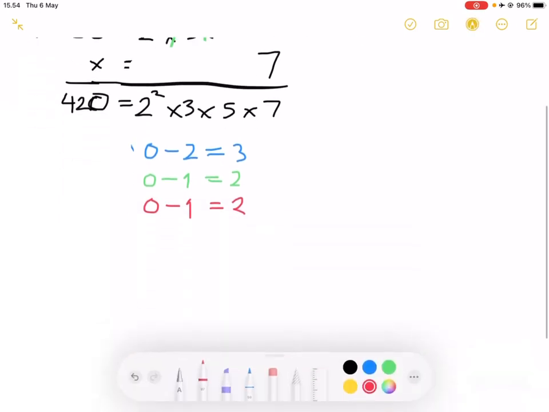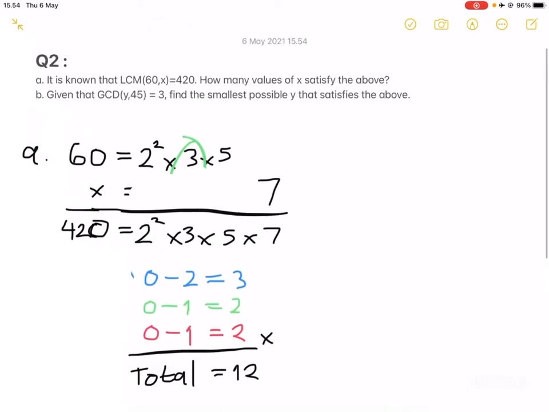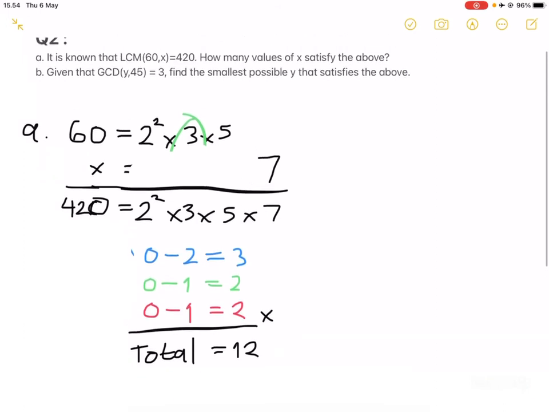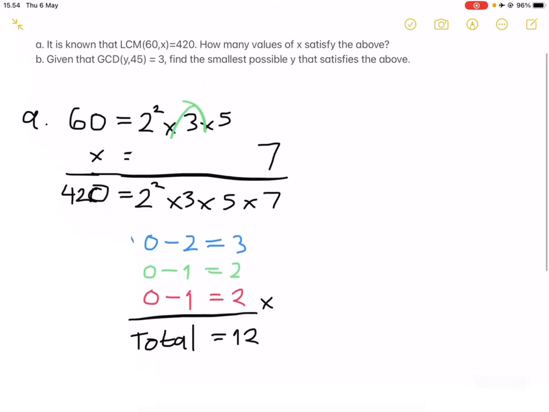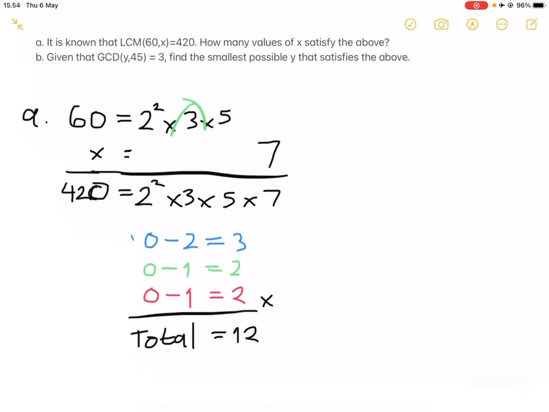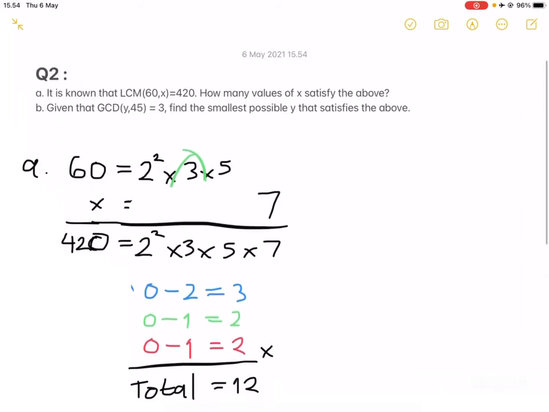Now for the total possible values of x, we can just multiply all of these together. So the total possible values of x will be 12. So this is a very interesting way to mash together the LCM, GCD, and combinatorics.